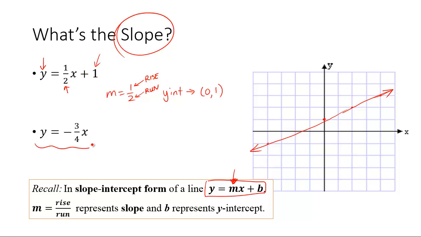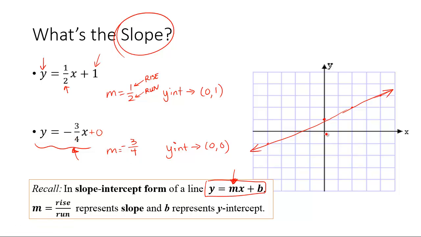So what's the slope in this equation? Well, the same thing here. The coefficient of x is -3/4. So the slope is -3/4. What's the y-intercept? Well, the y-intercept is kind of like a +0 there, so that's (0, 0).